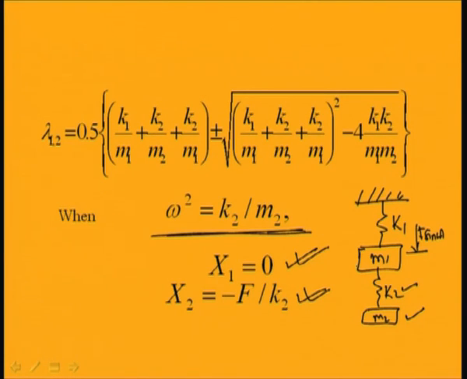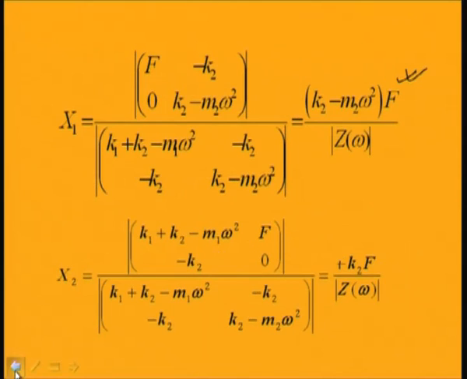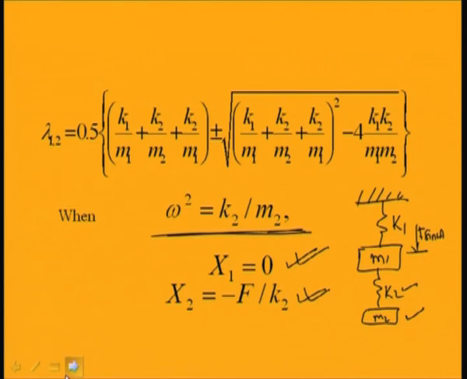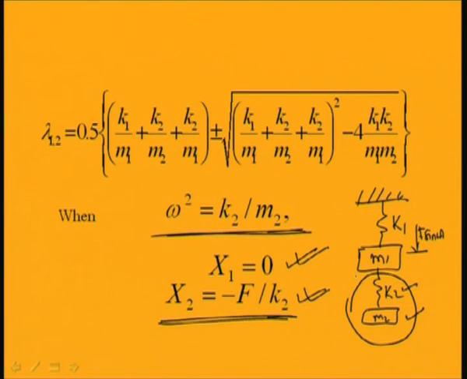And in that case, when you substitute omega square equal to k2 by m2, you may check that this expression becomes z omega, and you can see that x2 becomes minus f by k2. So, the displacement of the second mass is limited by the stiffness of the second spring k2, and it shows that whatever force we have applied to the first mass is completely absorbed by k x2. So, f becomes k x2, and it shows that it is completely absorbed by the secondary system, that is k2 m2, which we have added to the primary system.